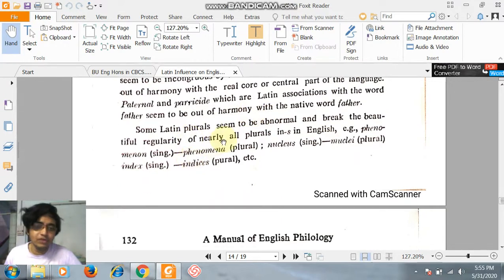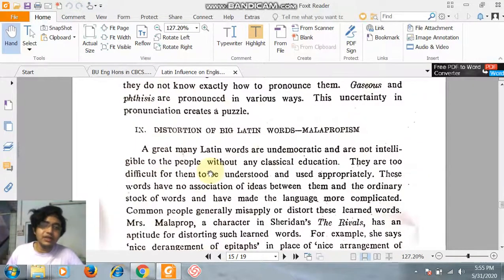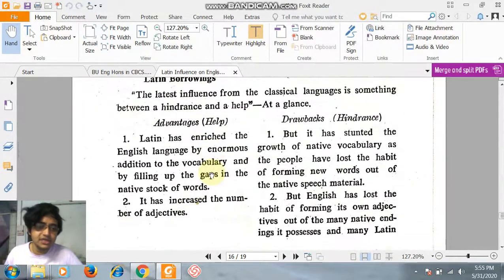And some Latin plurals seem to be abnormal and break the beautiful regularity of neatly formed plurals in English, as for example phenomenon singular, phenomena plural, nucleus singular, nuclei Latin plural, index singular, indices Latin plural. Naturally, an inharmoniousness has been created in the English language.